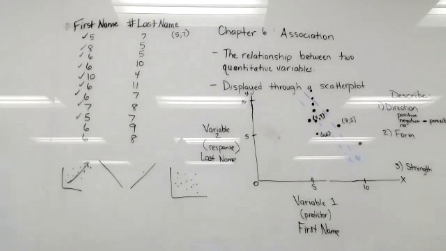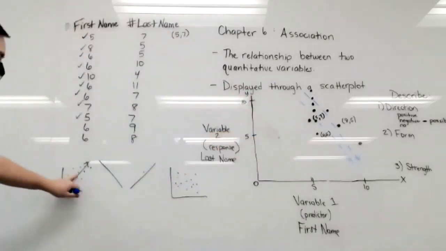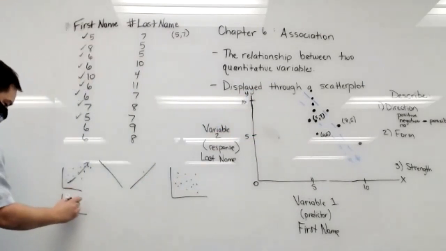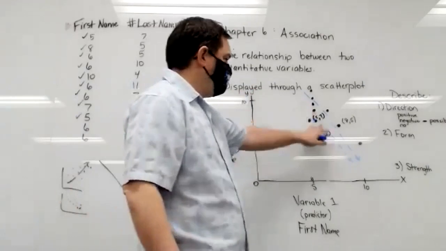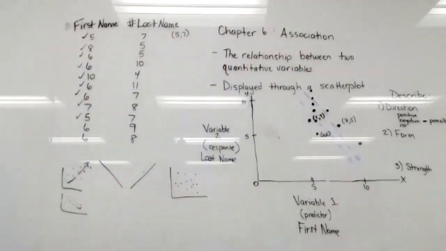All right, so be able to look at the dots and express some sort of direction, whether it be positive, whether it be very easy to see negative, not as easy to see negative, or no general direction.